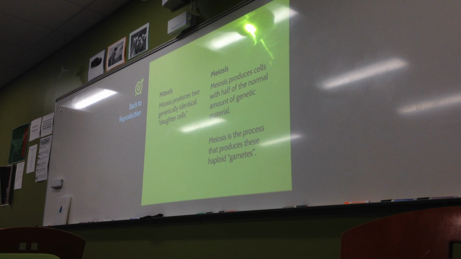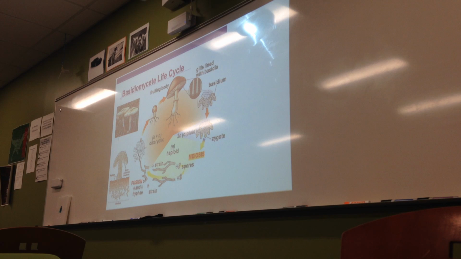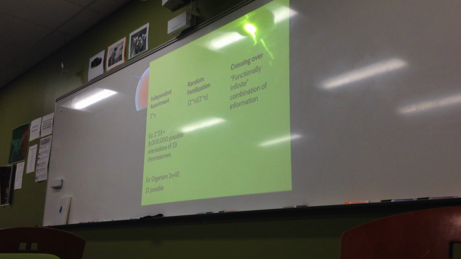So, mitosis is going to produce 2 genetically identical daughter cells. Meiosis produces cells with half the normal amount of genetic material. Meiosis is the process that produces these haploid gametes. We have weird reproductive cycles as well. In fungi, for example, we can have a dikaryotic cell with 2 haploid cells fusing together. You don't need to memorize any of this, but you may be shown a cycle or something and just be able to encounter that and interpret the diagram.